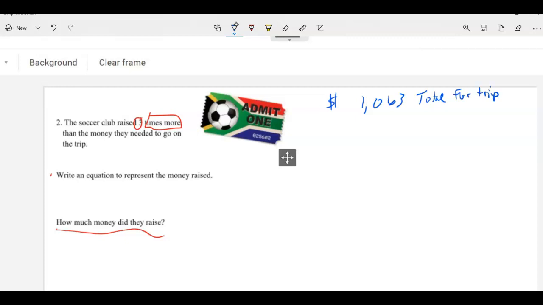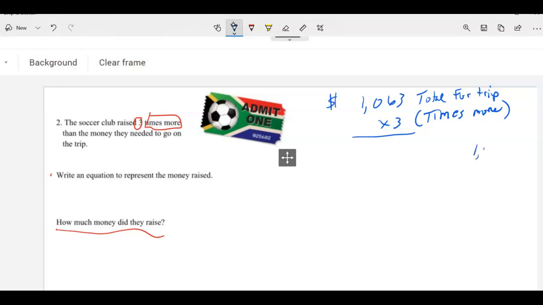Okay, so they had $1,063 as the total for the trip, but they raised 3 times more than that. So they did a lot of good fundraising, apparently. So 3 times more, that's just like saying 3 times that number. Okay, so 3 times more than that would actually give us our answer. Or you could do repeated addition for that.